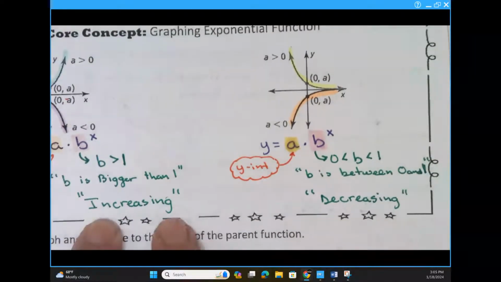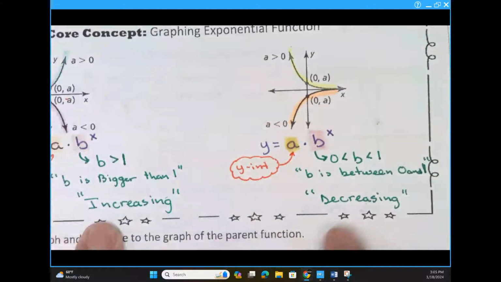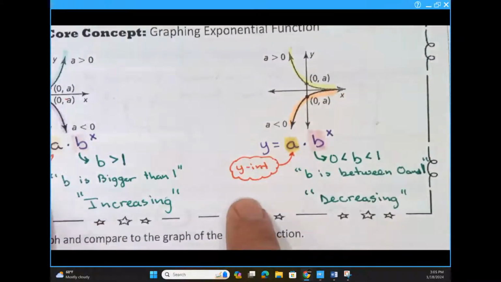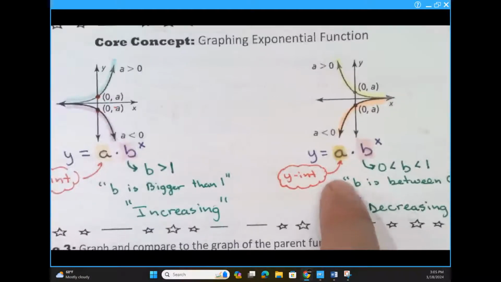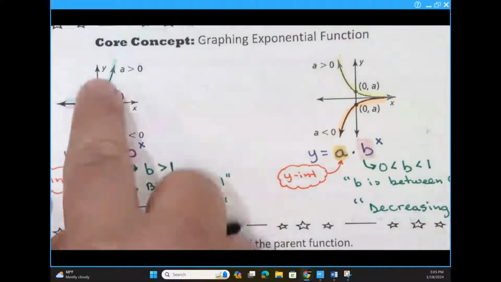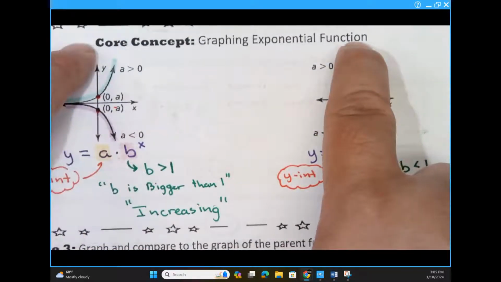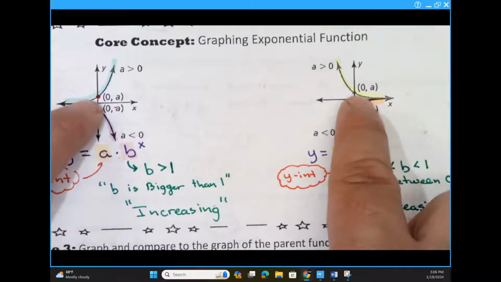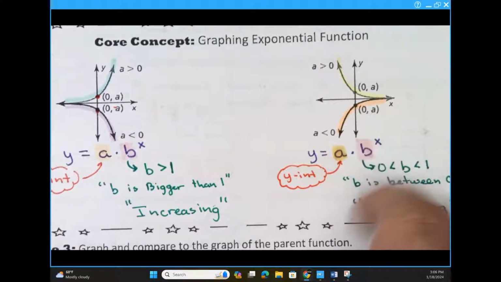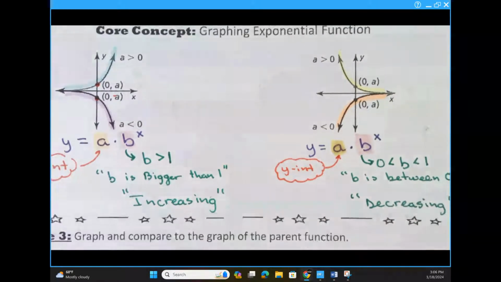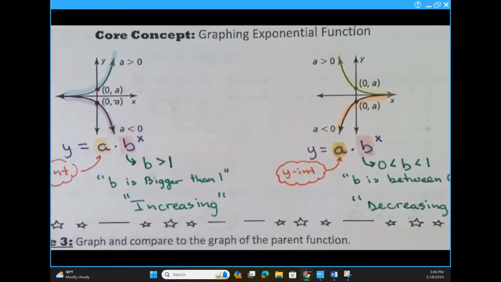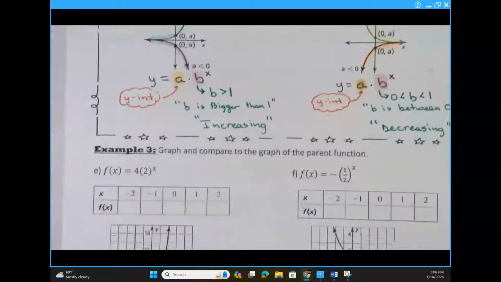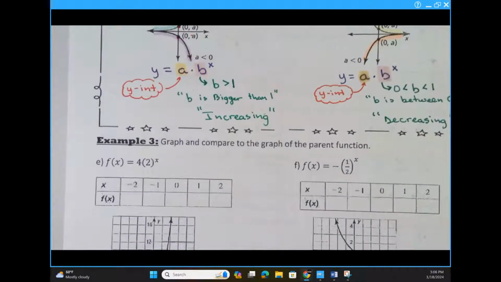So the b value is going to tell you if it's increasing or decreasing. The a value is a y-intercept, but if the a value is positive, you're going to be on top. If your a value is negative, your graph is going to be at the bottom of the x-axis. All right, so we're going to draw our own here. Now, the easiest way to draw our own when we don't know what things look like is to make a table. And this is why I needed you to practice with your calculator. So it says graph and compare to the graph of the parent function.